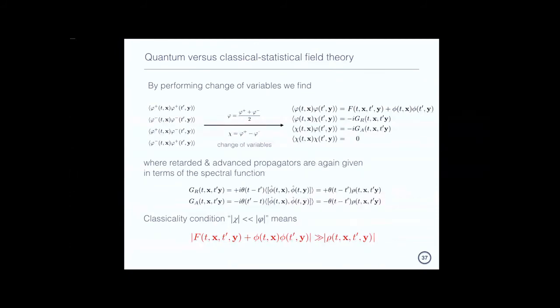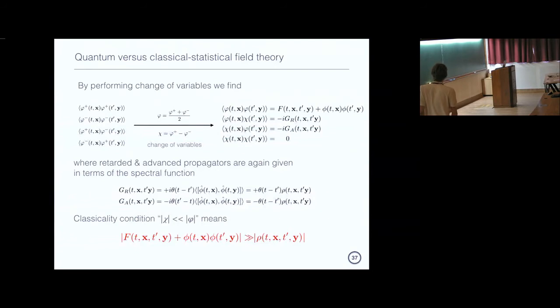And these retarded and advanced correlators, you can work out what these are. They're just related to the commutator with a theta function up front. That's essentially just their definition. Both of these are again related to the spectrum. Now, what does this tell us in terms of what we want to understand? What we want to understand is this classicality condition.